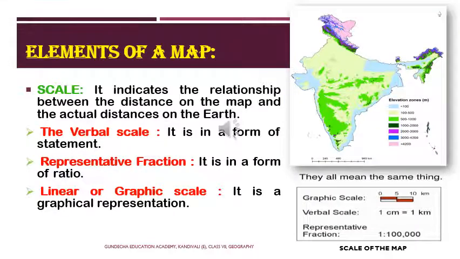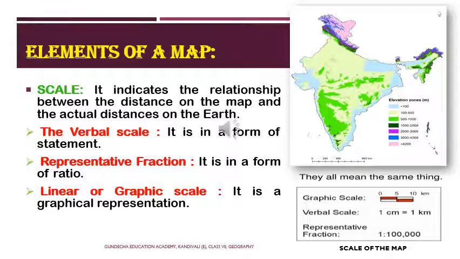Now, let's learn about map scale. It indicates the relationship between the distance on the map and the actual distances on the earth. Map scale can be of three types. They are verbal scale, representative fraction and linear scale. First is the verbal scale or the statement scale. It is in the form of a statement or words.